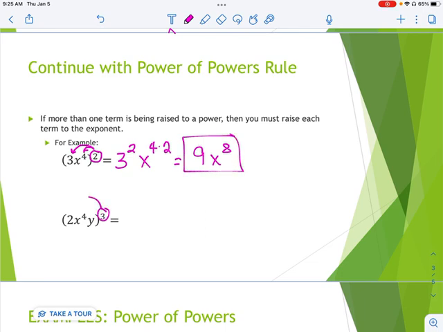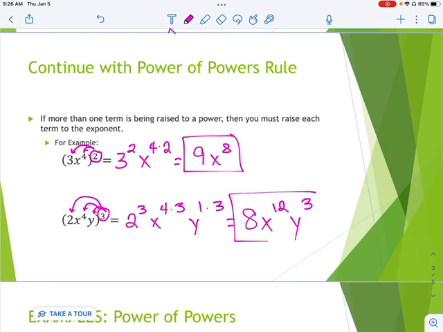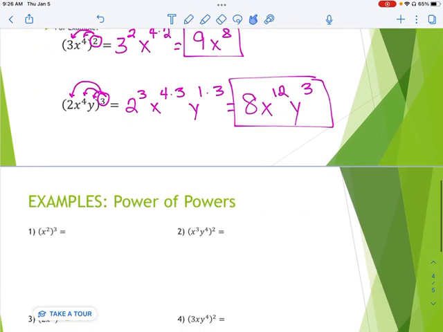So we're going to take the 3, it's going to be 2 to the 3rd power, x to the 4 times 3, y to the 1 times 3. So 2 to the 3rd, remember that's 2 times 2, which is 4, times 2, which is 8. x to the 4 times 3, which is the 12. y to the 1 times 3, which is 3. So 8x to the 12th, y to the 3rd.